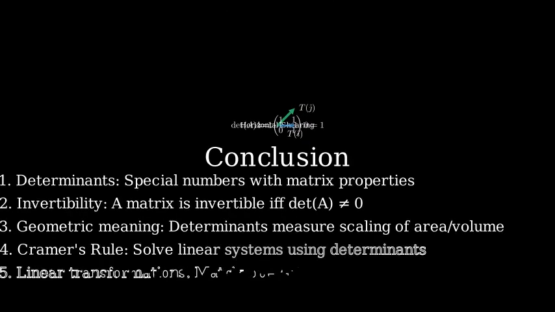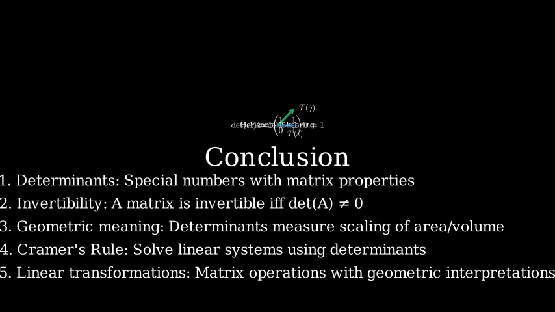To summarize what we've learned, determinants are special numbers that tell us important properties about matrices. They help us determine if a matrix is invertible, and they measure how linear transformations scale areas and volumes. Cramer's rule gives us a formula to solve systems of linear equations using determinants.